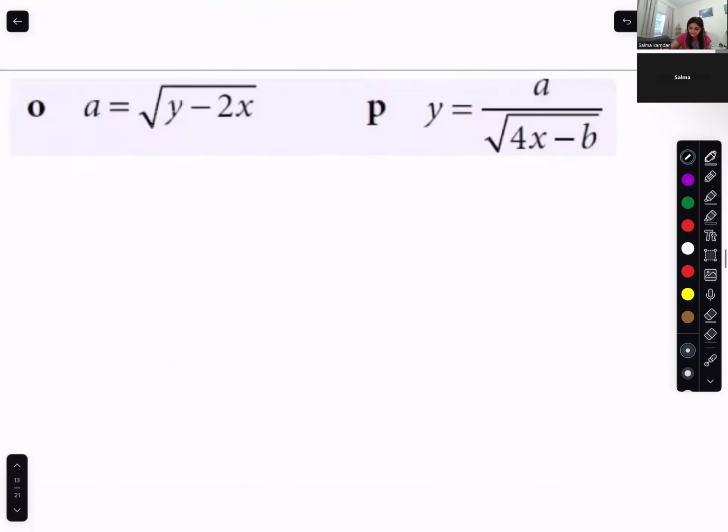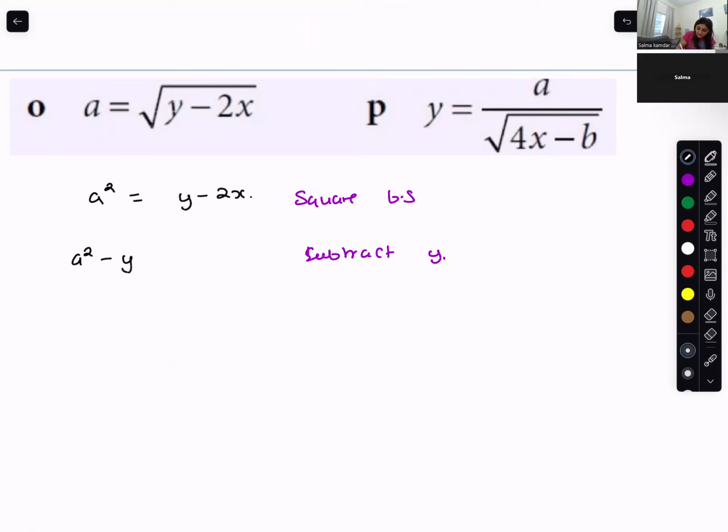Let's do the O part. I want to make X the subject. So first I will square both the sides. So this becomes A square is equal to Y minus 2X. Then what will I do? I will remove Y from both the sides. So this will become A square minus Y is equal to minus 2X. I will multiply both the sides by minus 1.